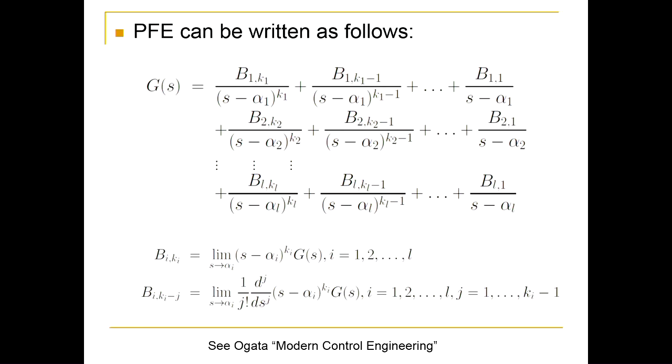The simplest expression for G of s is given here. We now know that these B's have double indices. They are double indices because one of the indices corresponds to the distinct pole, and the second index talks about multiple residuals corresponding to the same pole. Right? Because you will have many terms corresponding to the same pole in this expansion. So the formulas for these B's are given here. So that's basically the most general partial fraction expansion that you can find.